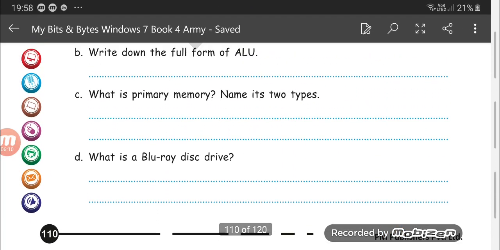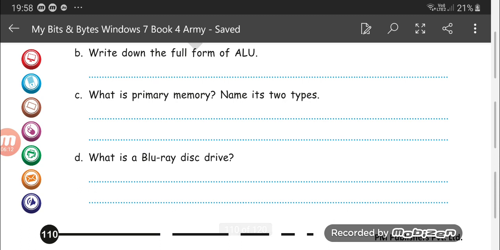So with this we finish our unit test 2. We all will need to do this in the books or the notebooks.